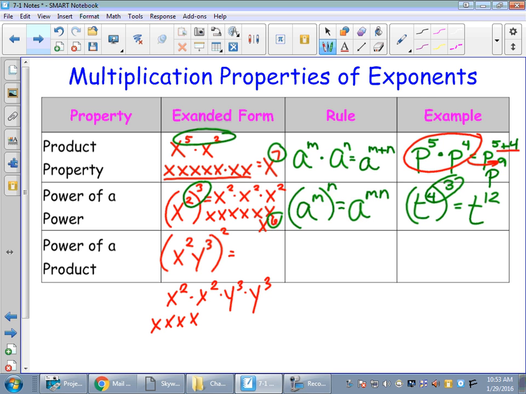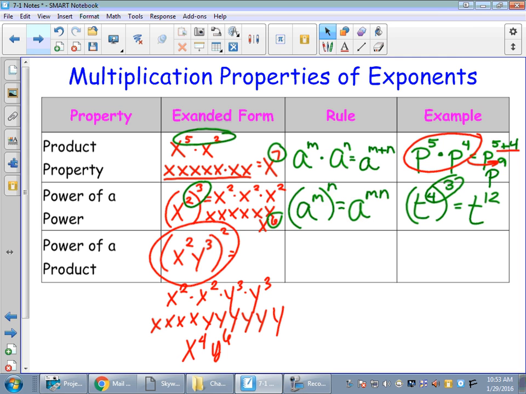That gives me 4 x's and 6 y's. And so what we end up with is x to the 4th, y to the 6th. And when you look at the original problem, how can I get x to the 4th, y to the 6th? You apply the power to each individual item inside the parentheses.